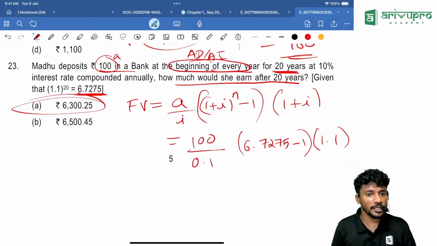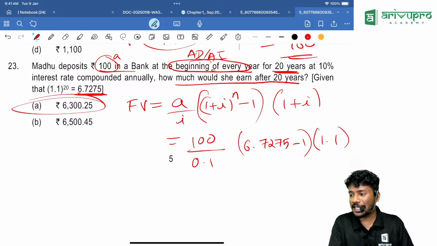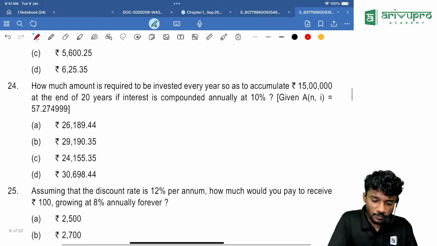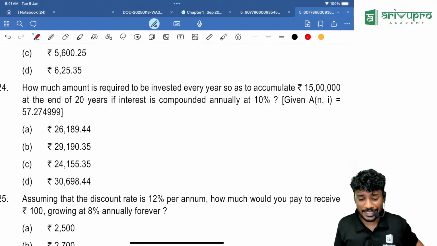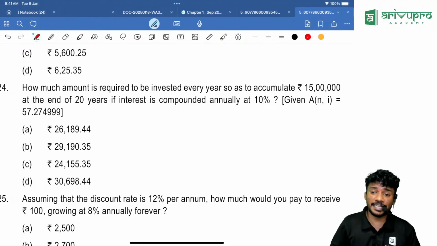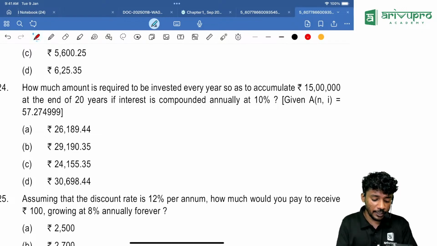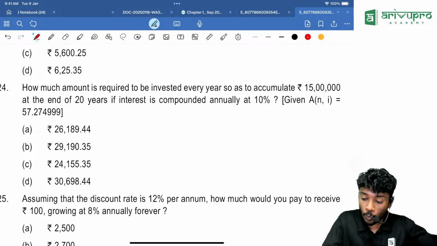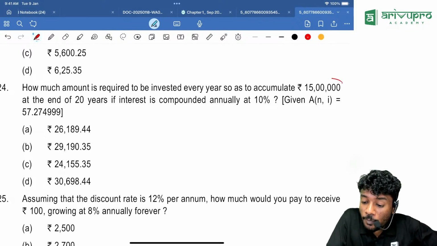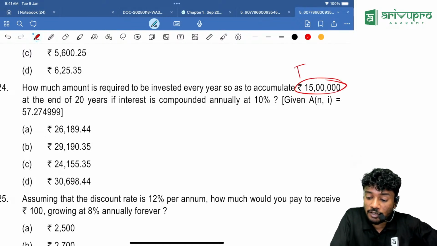Everyone got the point. Can I do the next question? Yes. How much amount is required to be invested every year? What are they asking? They are asking for the annuity value. Are you getting my point? They are asking for the annuity value. Then to accumulate how much? 15 lakh. That means future value is given.